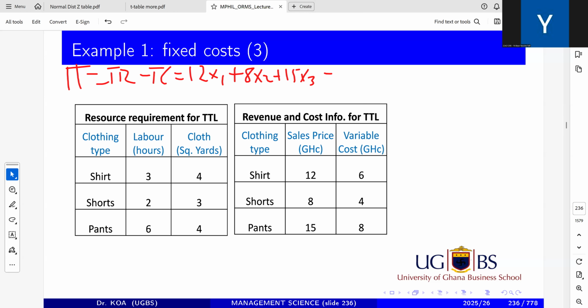Minus, into brackets, 4 times... no, okay, so 3 plus 2 plus 6. Which one are you picking? The labor. Okay. Why are you picking the labor? Because that is a resource. Resource here means it's a constraint.